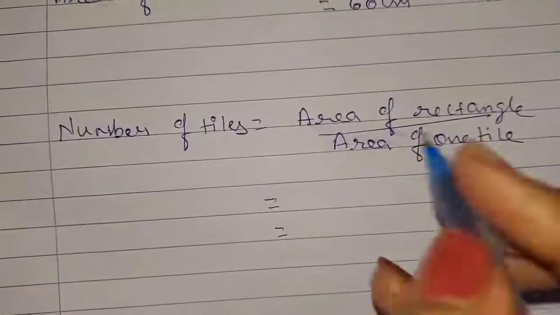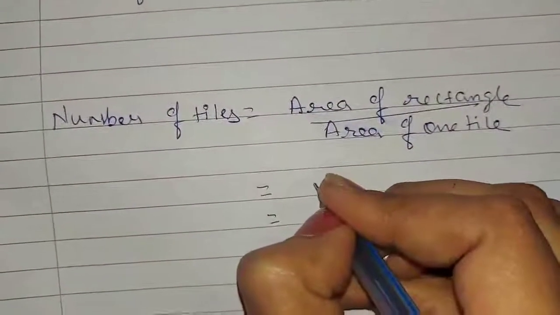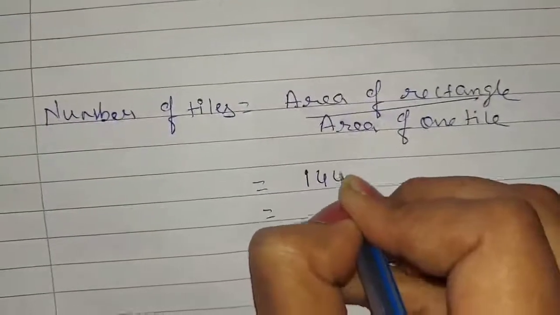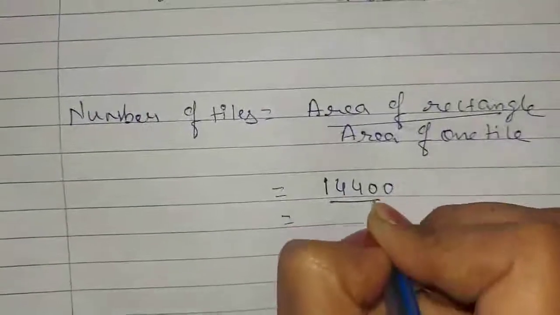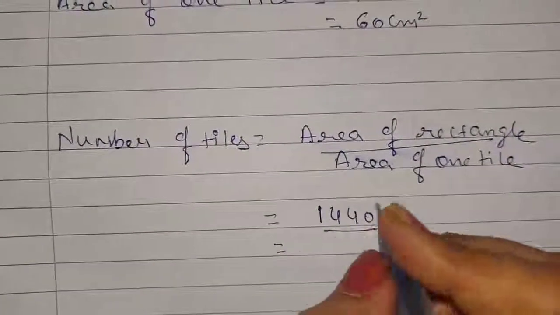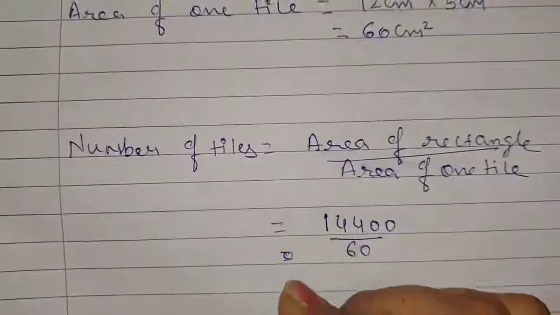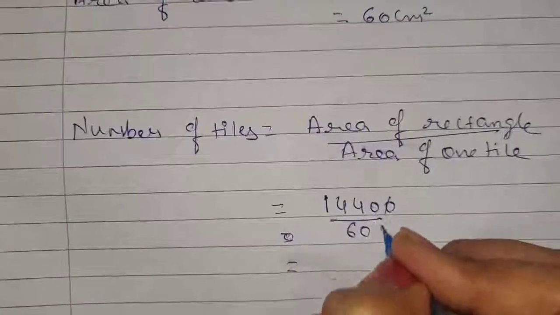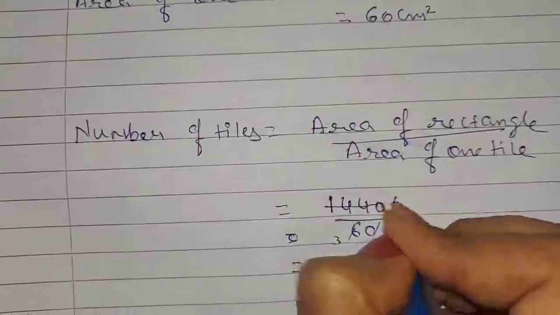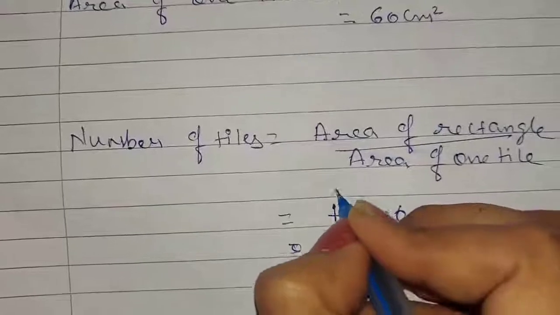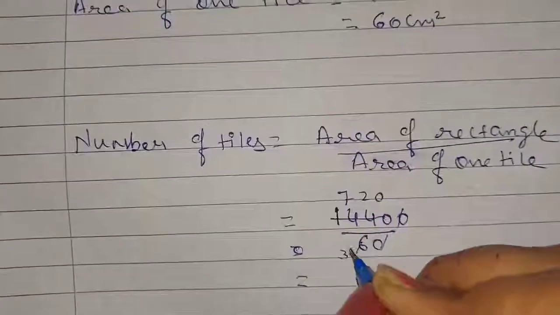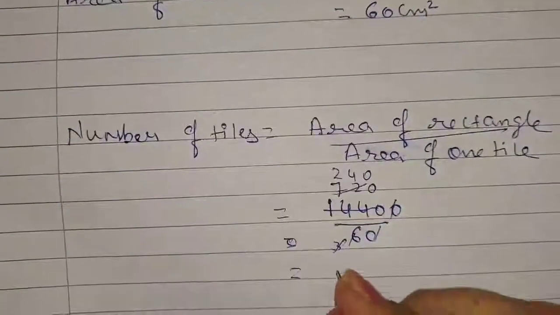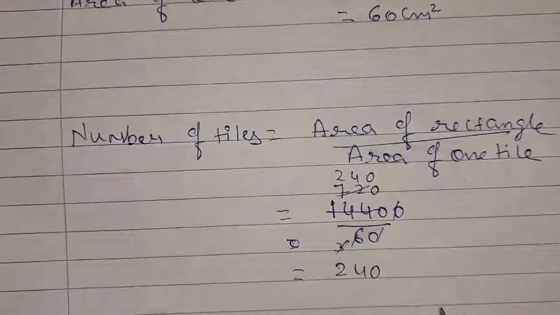So area of rectangle, with 100 centimeter and 144 centimeter length and breadth, was 14,400 centimeters square upon 60 centimeter square. Now let us reduce this fraction and find the number of tiles. 0, 0 cancel. 2 3s are 6, 2 2s are 4, 2 7s are 14, and so on, giving 720. 3 1s are 3, 3 2s are 6, 3 4s are 12 and 0. So how many tiles are needed? 240 tiles needed.